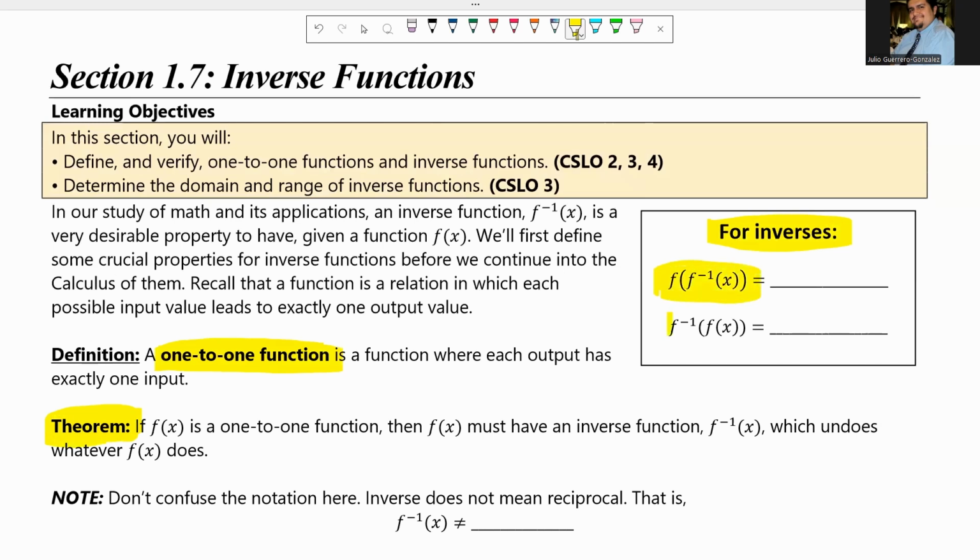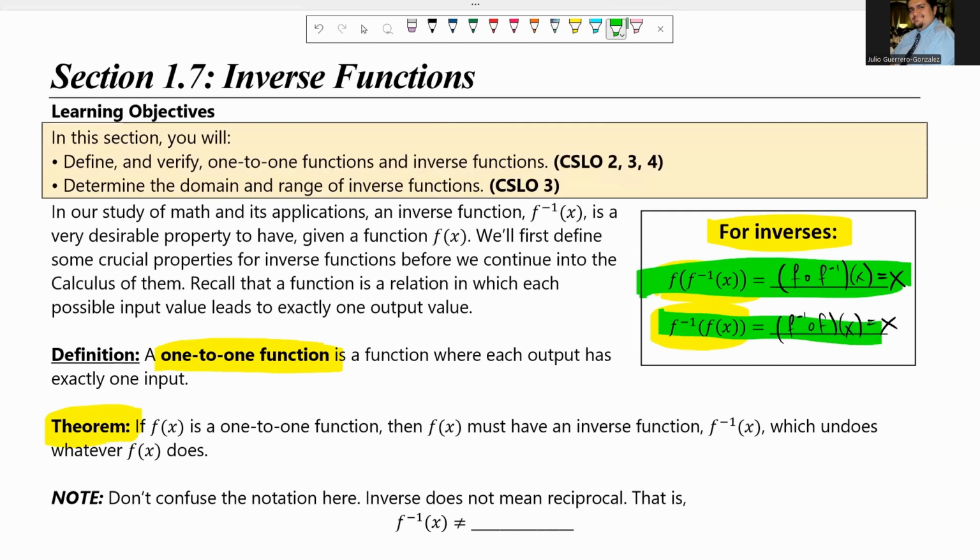I haven't finished it in particular because I kind of want to use the composition notation. If you remember the composition notation, this can be rewritten as f compose f inverse of x. This has got to be x. And then the same thing for this one: this is f inverse composed f of x. There we go. This has got to be true. In order for you to have an inverse, this is what ends up happening.